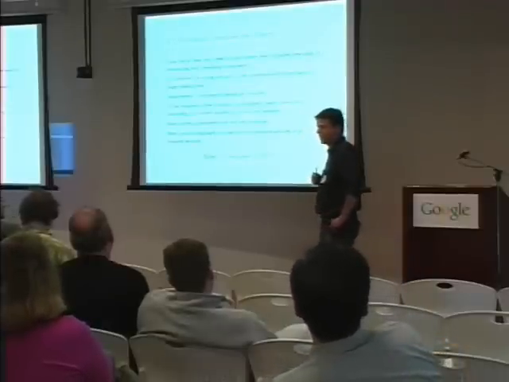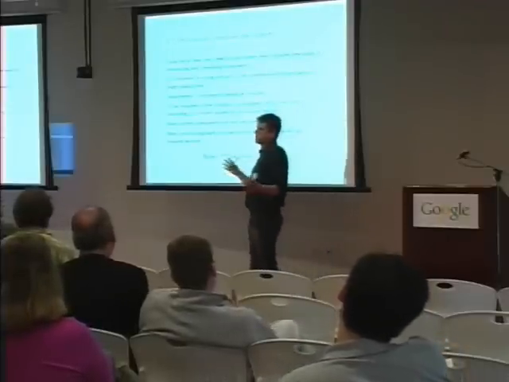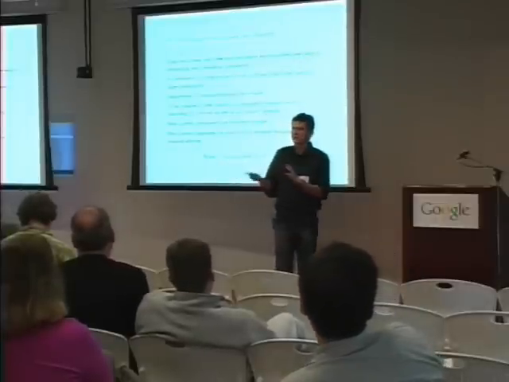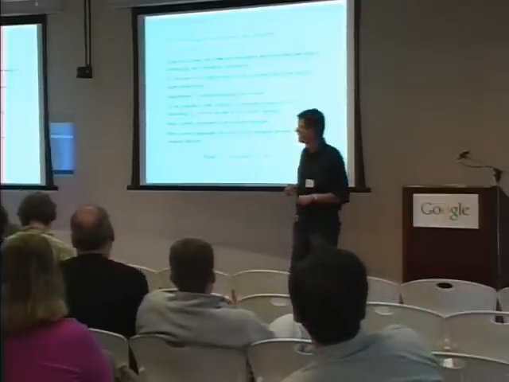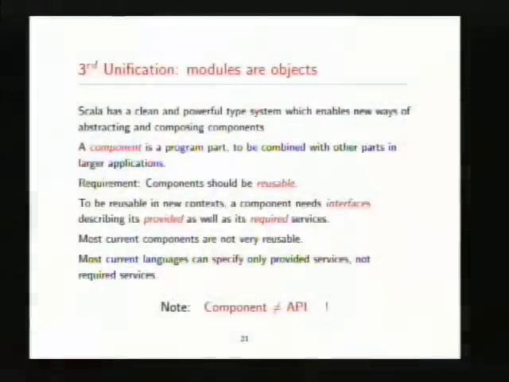So the third unification. So far we have talked about programming mostly in the small. How can we play with functions, pattern matching, things like that. The last thing I want to talk about is programming in the large, where Scala actually has a quite clean and powerful type system, which gives you new ways to abstract and compose components. So what's a component? Well, this is just a program part that you want to combine with other parts in bigger applications or in bigger components.